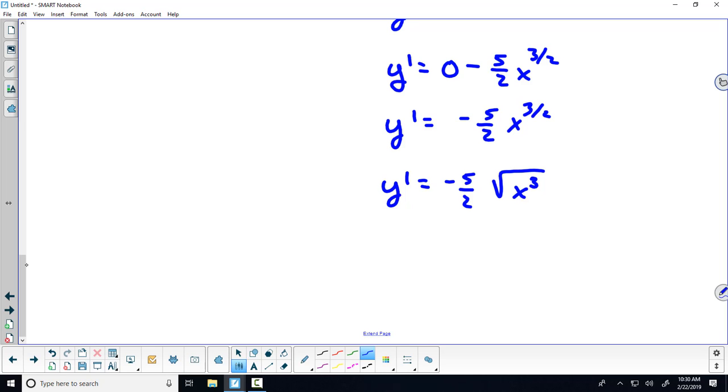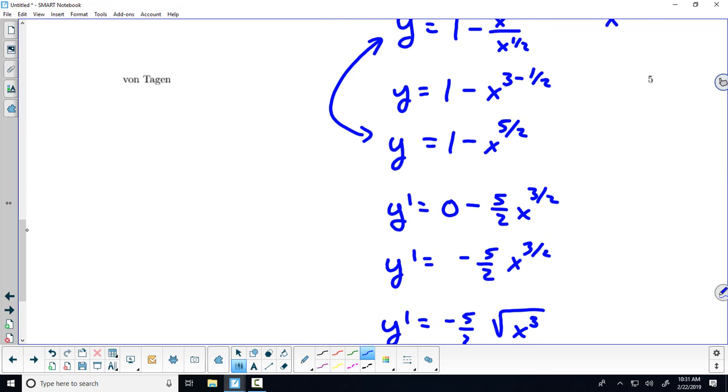Yeah? For y prime, for the exponent of x, does it go down to 3 halves? Great question. So what does our power rule say? It says bring down the exponent. Good with that? Then what do we do? We subtract 1 from the exponent. Well, what is 5 halves minus 1? It's 5 halves minus 2 halves, which is 3 halves. Yep. Great question. Other questions?